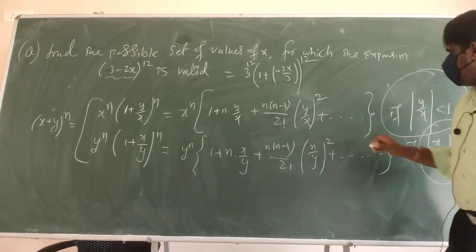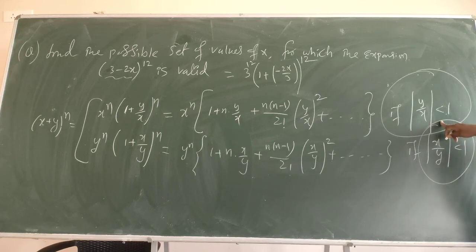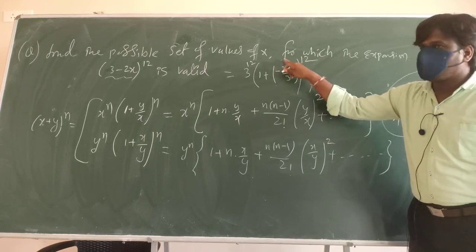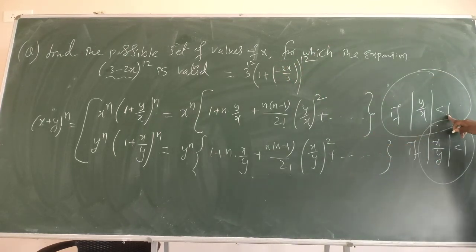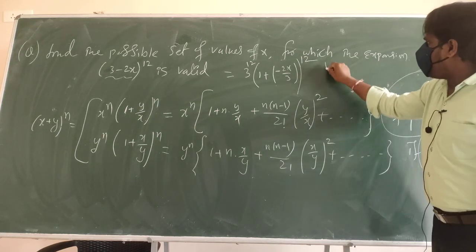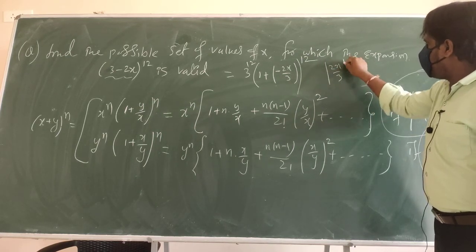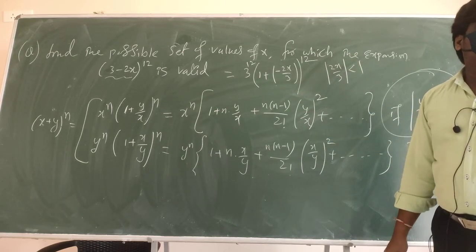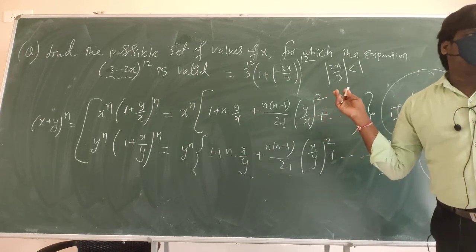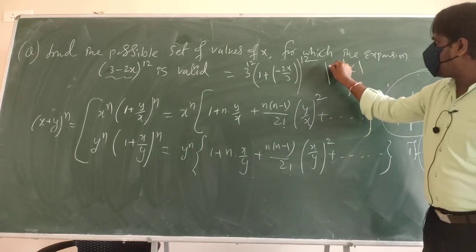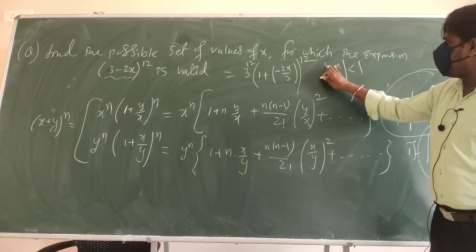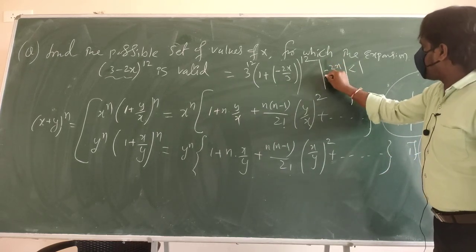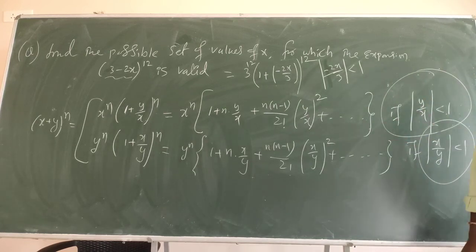So what was the condition to hold here? When it is valid here, this value is less than 1. It means modulus of 2x by 3 is less than 1. So x lies between where to where? Now tell me. You have learned modulus now. I explained the modulus chapter. So tell me the answer.